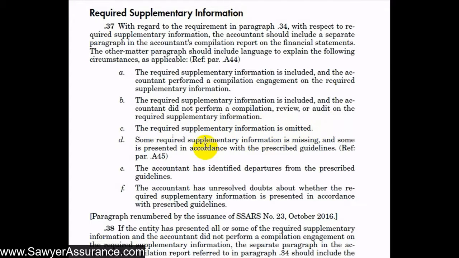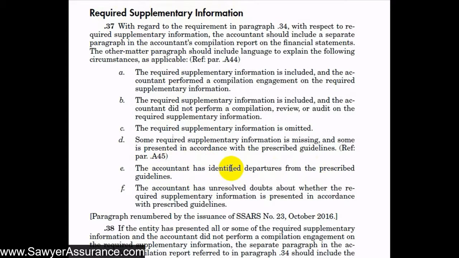And in some cases, it might turn out that management included some of the required supplementary information and omitted some of it. So we would need to make a statement that says that some information is missing and some is presented. There might be instances where we might need to say that management departed from the prescribed guidelines for the required supplementary information. So they might have included it, but it departed from what the requirements for it were. And so we would need to include that in our other matter paragraph.